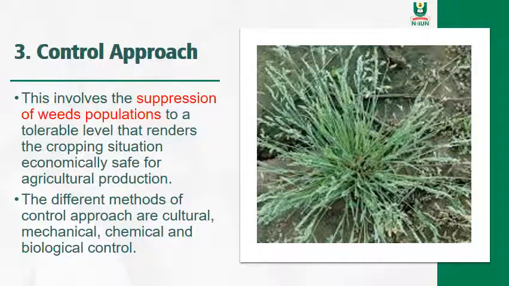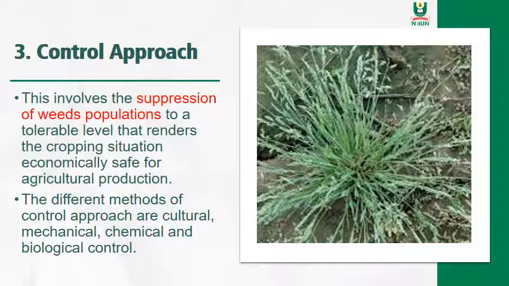However, the control method is like the best, and this involves suppression of weeds. You are suppressing weed populations to a tolerable level that renders cropping situations economically safe for agricultural production. So what you're doing is the weeds are there, but they are not disturbing your crops. They are there, of course, not in large numbers, very few, and they are not disturbing the yield or any process of your crops.